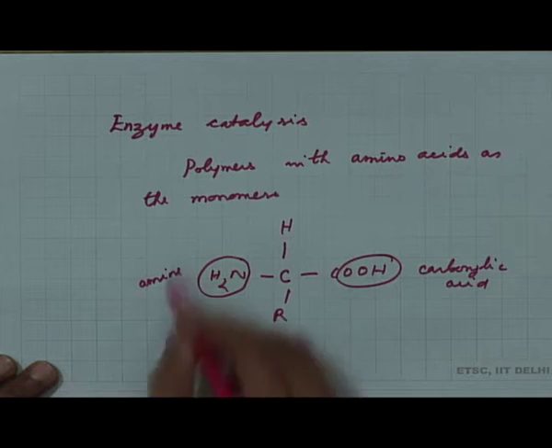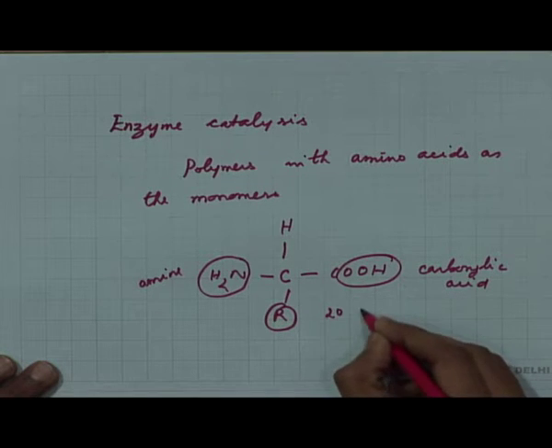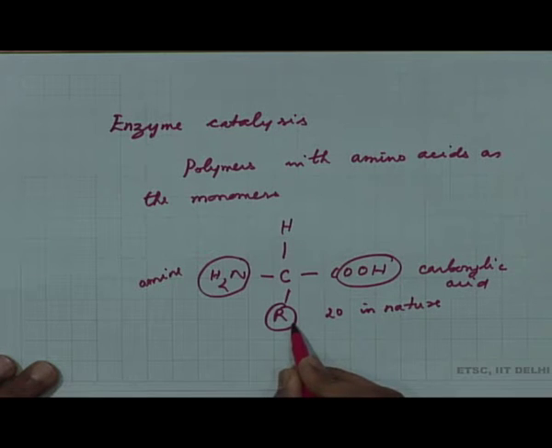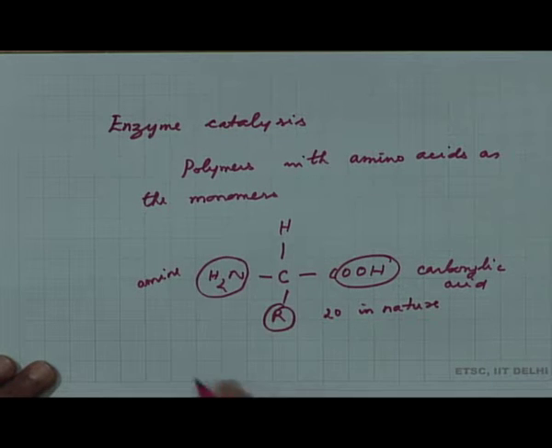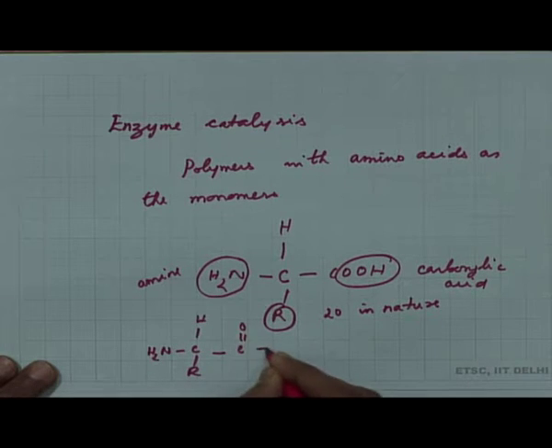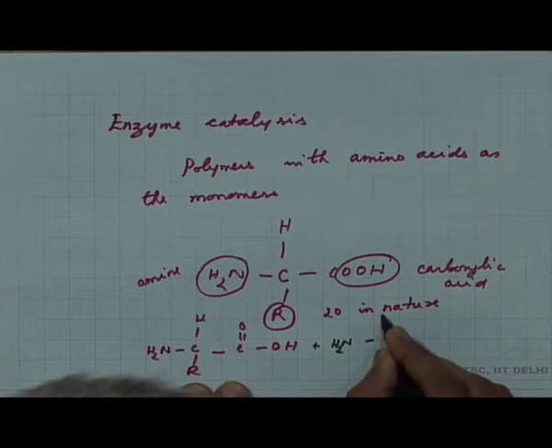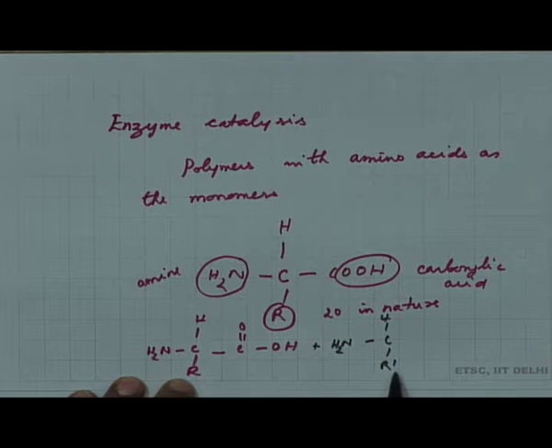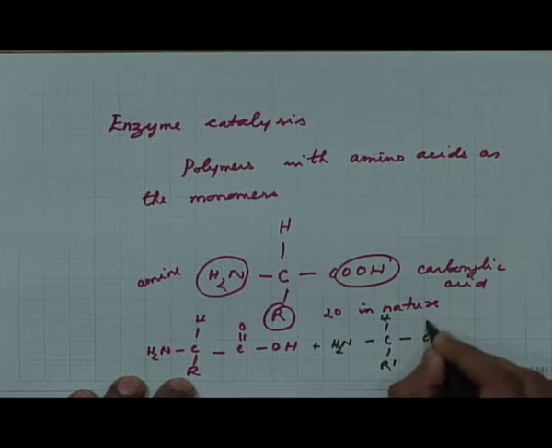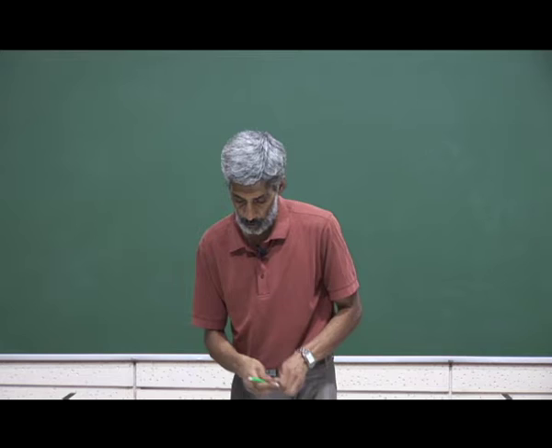So, this is a particular class of amino acids that we are looking at, and these R's can be 20 in nature. So, there are 20 different R's, and you take one amino acid like this, you put it beside another amino acid where I have a different R, call it R prime, and now I lose a water molecule from here, and if I lose a water molecule from here, I have what is called a dipeptide, which looks like this.